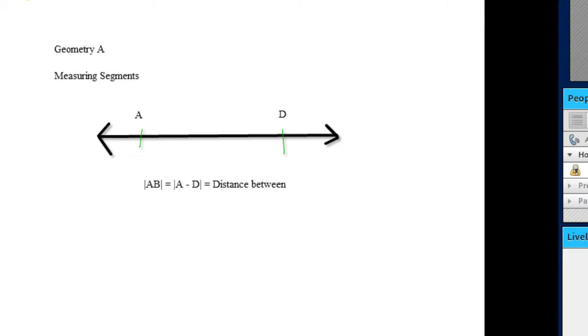Okay. Now, whenever you're finding measurements, you can do that. Now, another thing, and this is a postulate that does need to be stated.